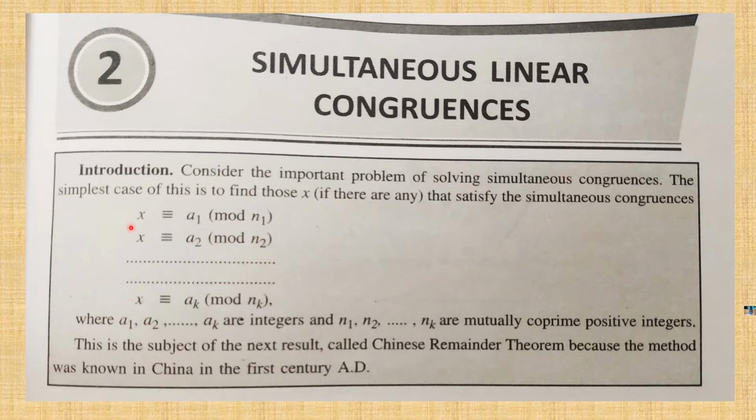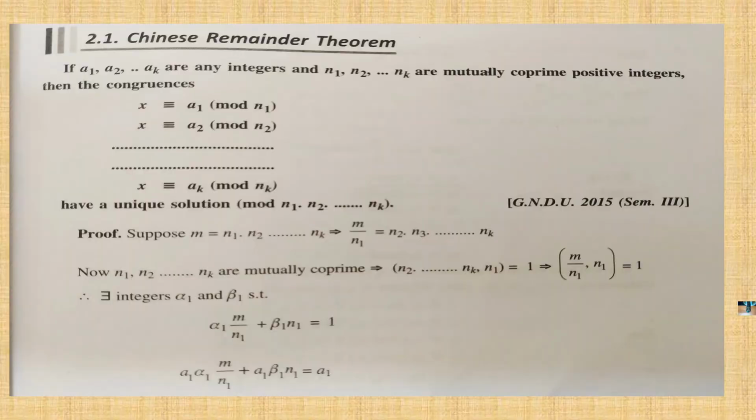We have a set of congruences x congruent to a1 mod n1. These are a set of k congruences where n1 and n2 are mutually co-prime positive numbers. This is the statement of the Chinese remainder theorem, and we have to find the solution of these congruences. Now we have given the statement of the theorem.